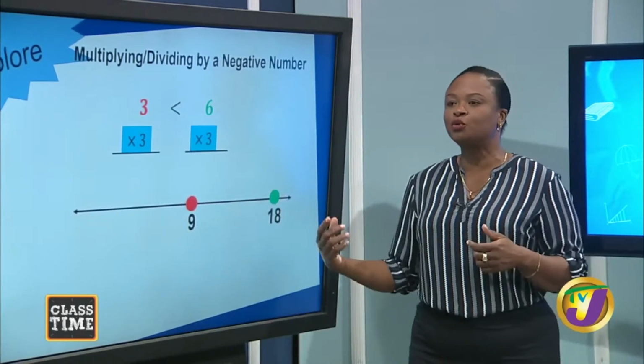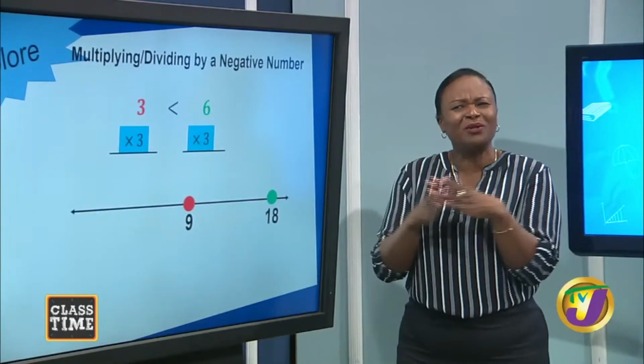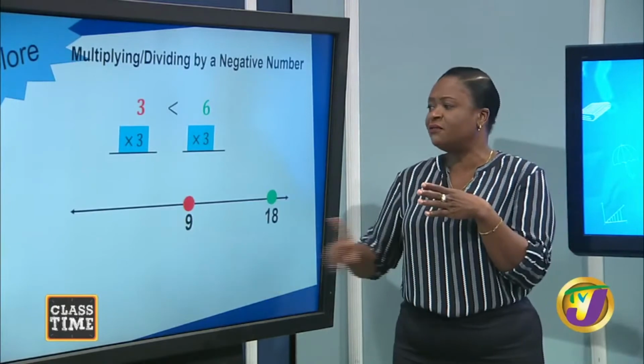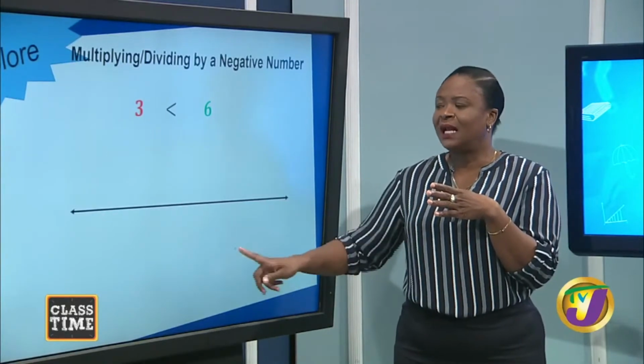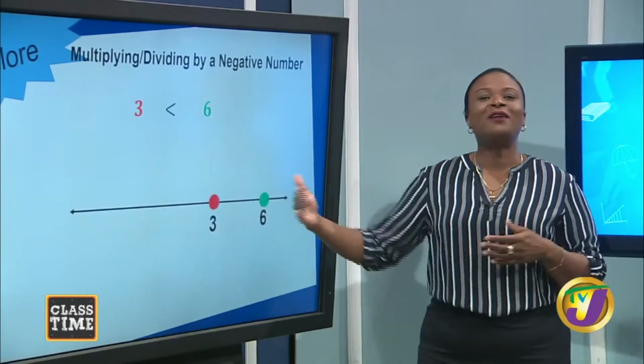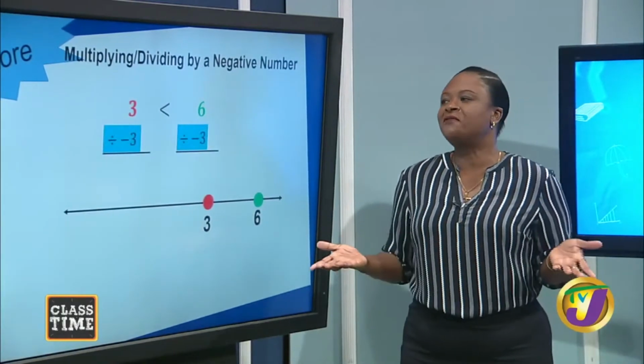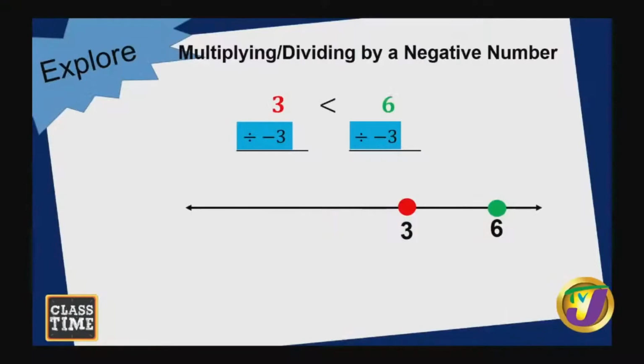And it remains true. But what actually happens if we are going to multiply or possibly divide by a negative number? Let's look at this. Again, we have the 3 is less than 6. Let us divide by negative 3. Talk to me. 3 divided by negative 3 will give us 1 or negative 1?